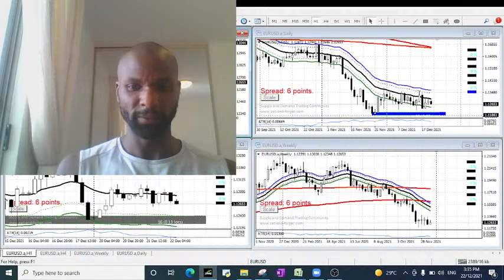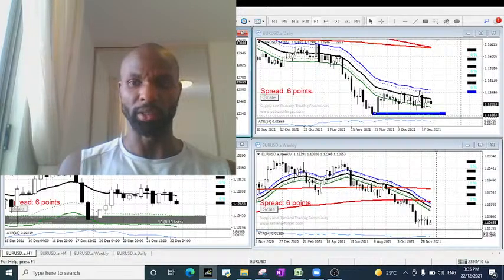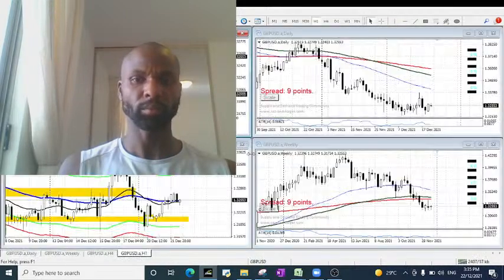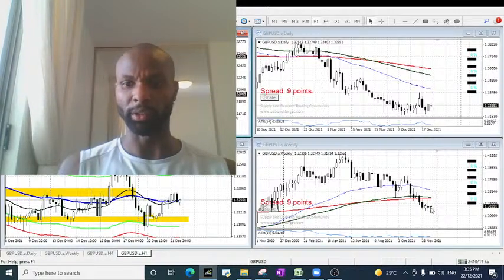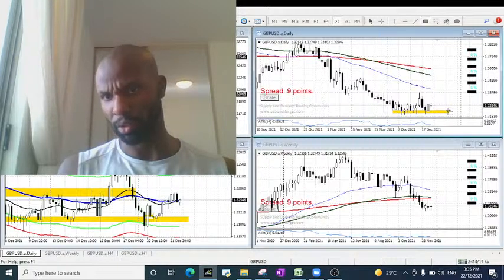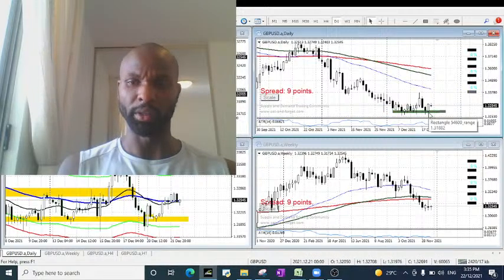So one of the pairs that I'm interested in today is Pound US dollars. On the daily chart, you can see that we hit this zone right here, lots of rejections, and we rallied from here.